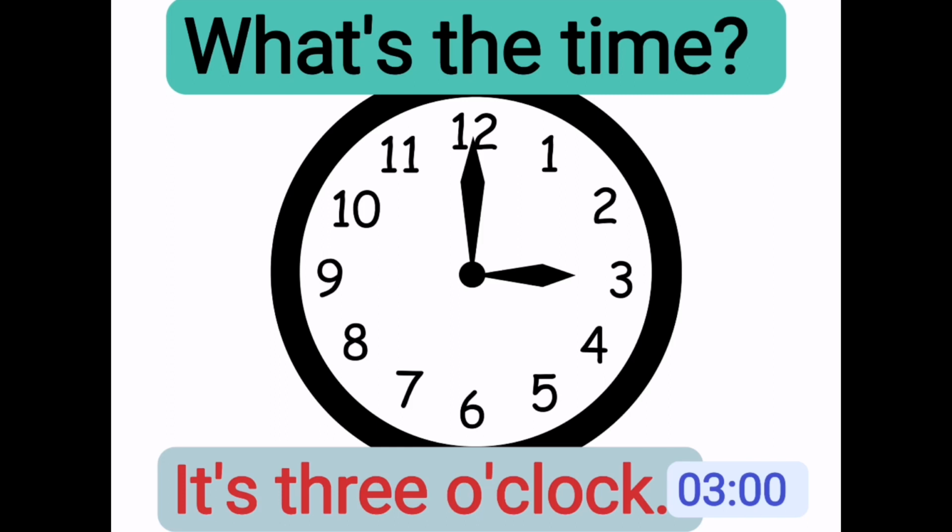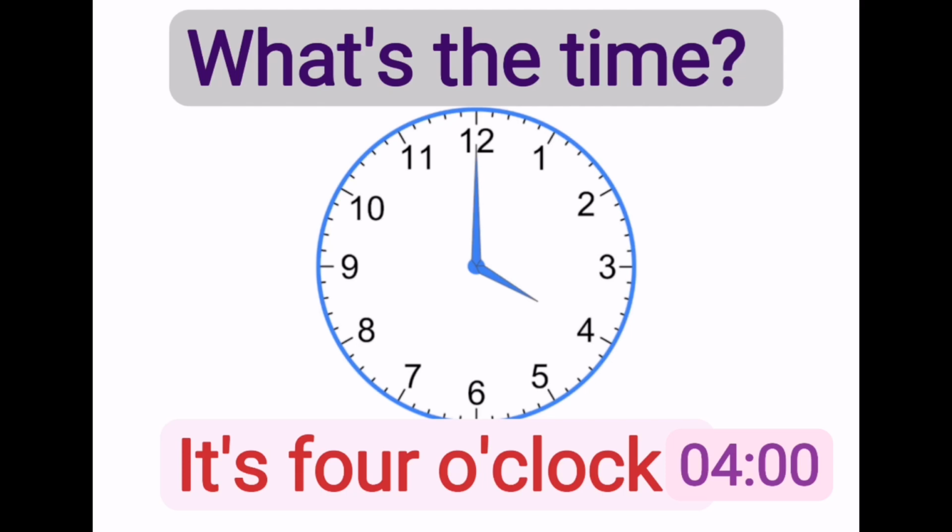So let's see an example. What's the time? In this clock, it's 3 o'clock. Let's see another example. What's the time? It's 4 o'clock. So whenever you have here the long hand of the clock on 12, we always read it o'clock.